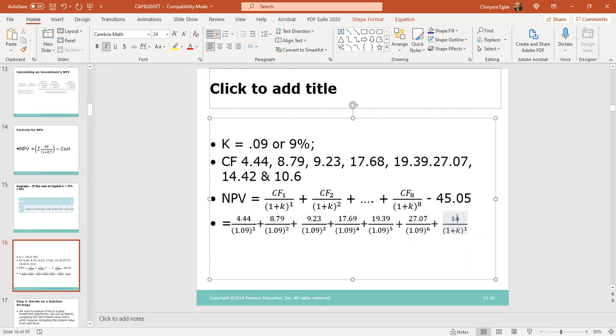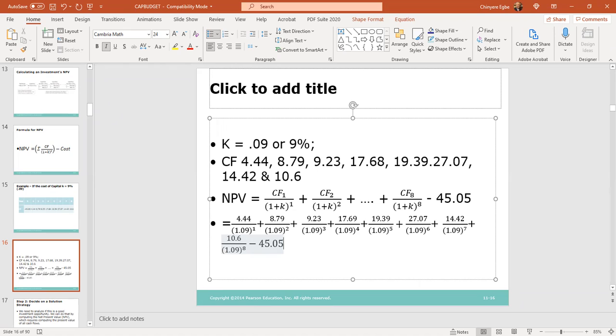And we have 14.42 over 1.09 to the power 7. Okay. And 10.6 over 1.09 to the power 8. Then minus 45.05. All right, so this is essentially the setup.